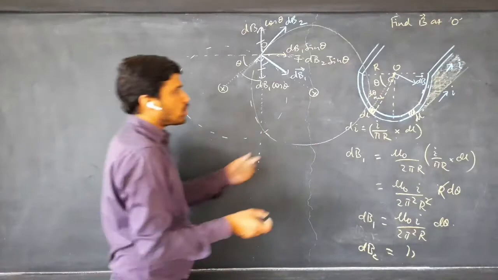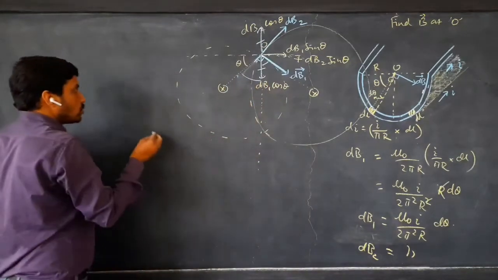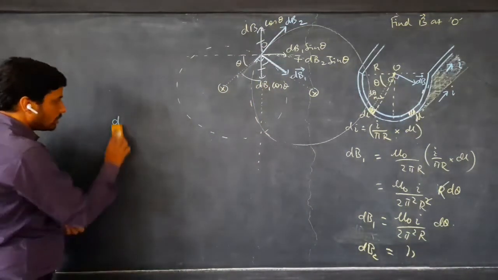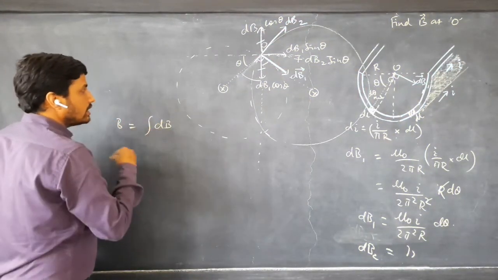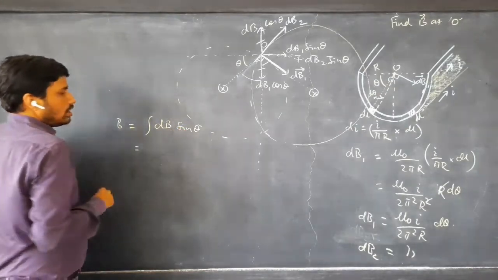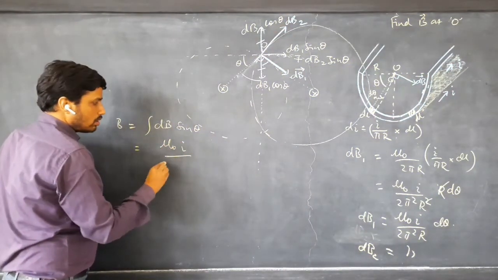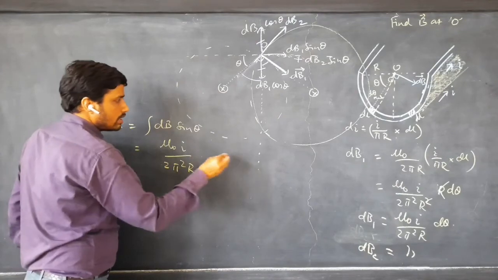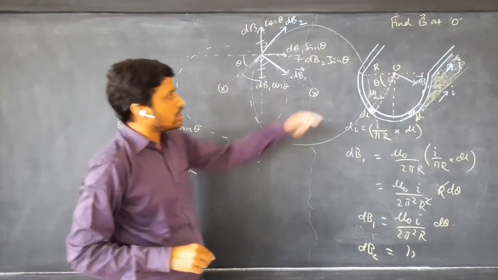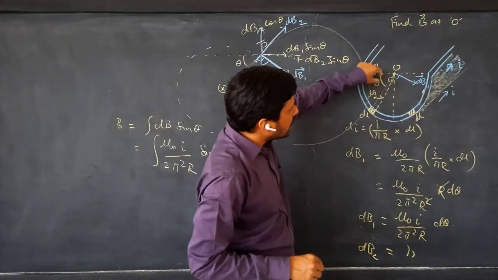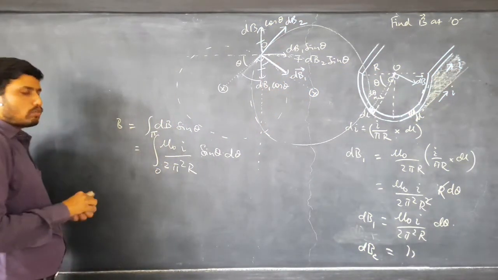Therefore, this is true for two elements. Likewise, we can choose symmetrically placed pairs of different elements. So the total magnetic field B will be obtained by integrating dB sin theta. Now how much is our dB? dB is mu naught I upon 2 pi square r d theta, and this sin theta we will multiply. And the limits of integration, theta I have to move from this end to this end. So theta will change from 0 to pi. Now this is what we have to solve.